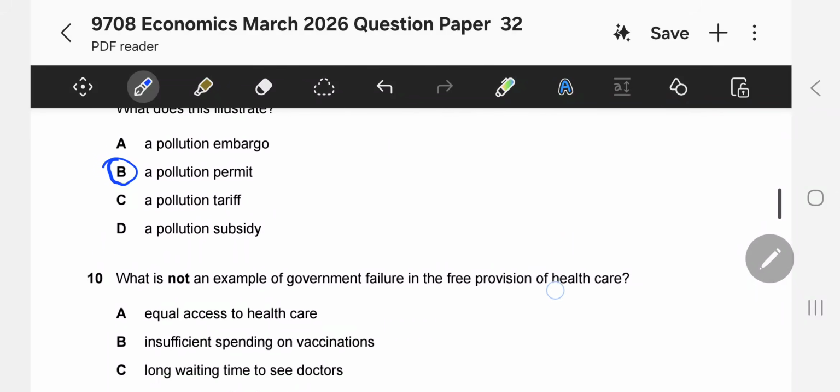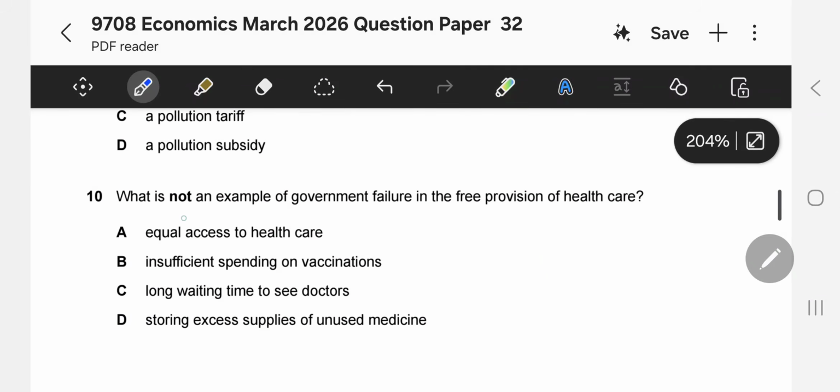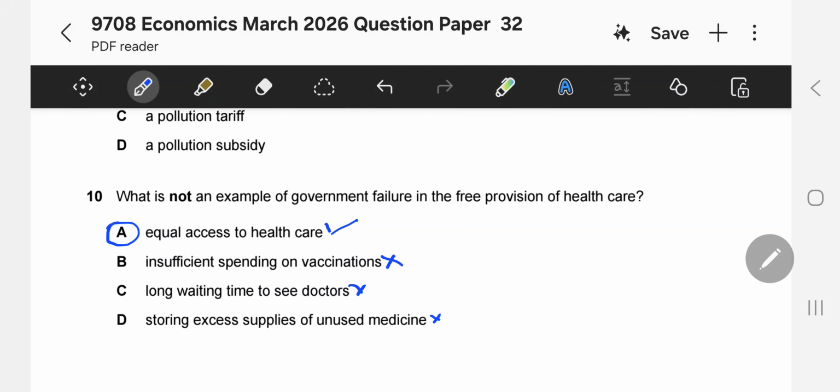Okay, let's move on to question 10. What is not an example of government failure in the free provision of health care? Equal access to healthcare. This one is not a failure. This one looks like a success. Insufficient spending on vaccinations. This one is a failure. Long waiting time, failure. Storing supplies of unused medicines. This one, maybe they purchased the goods without planning. So let's go to A.